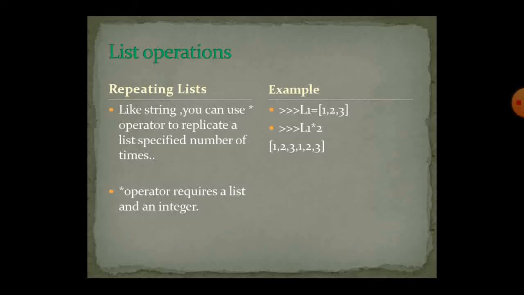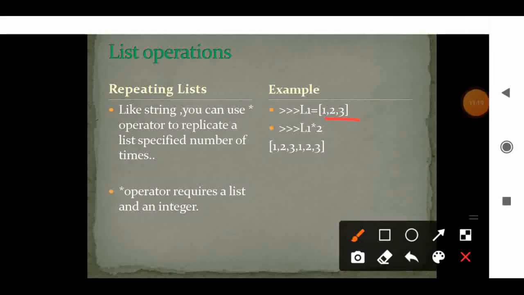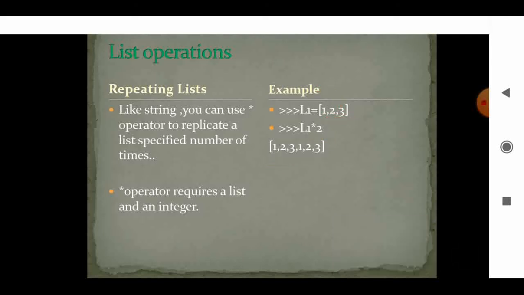The next list operation is repeating the list. The asterisk multiplication operator replicates the list the specified number of times. It requires a list and an integer. See, L1 equal to 1, 2, 3. We have assigned the list value to the variable L1. L1 times 2 will multiply it and display the result. It will accept the integer value. The concatenation operator alone should not accept any number type, but for repeating, the replication will accept the number value.